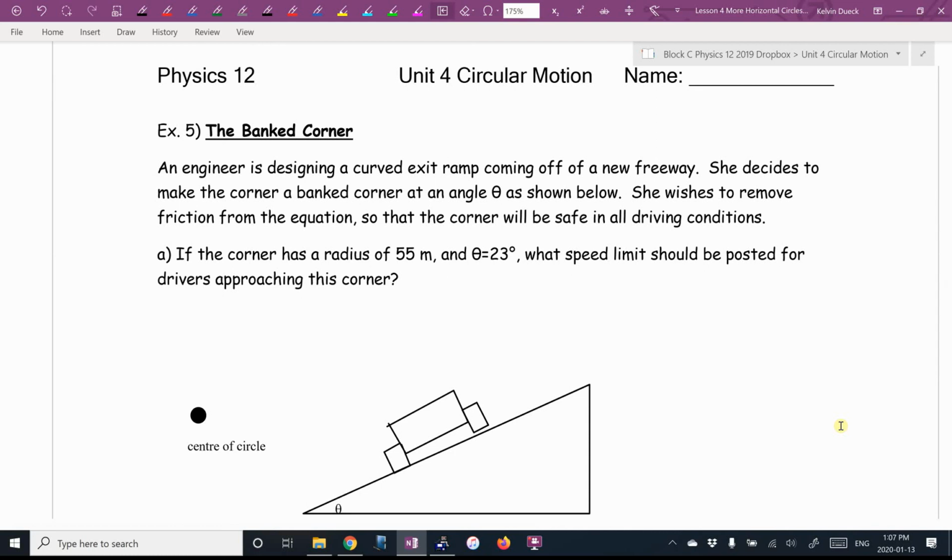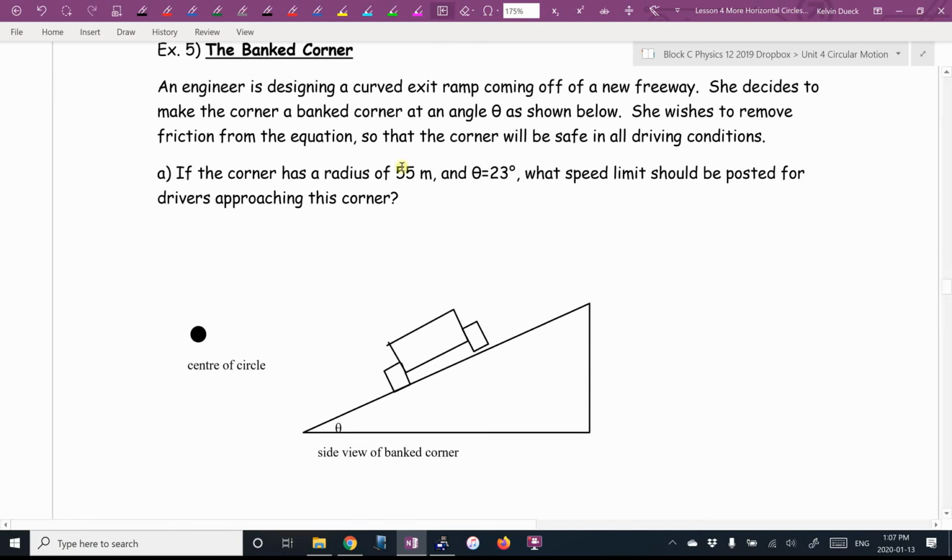An engineer is designing a curved exit ramp coming off of a new freeway, and it is true that on-ramps and off-ramps are always banked, as are racetrack corners. Why? She decides to make the corner a banked corner at an angle theta, as shown below. She wants to remove friction from the equation so that the corner will be safe in all driving conditions. Suppose this corner has a radius of 55 meters and theta equals 23 degrees. What speed limit should be posted for drivers?